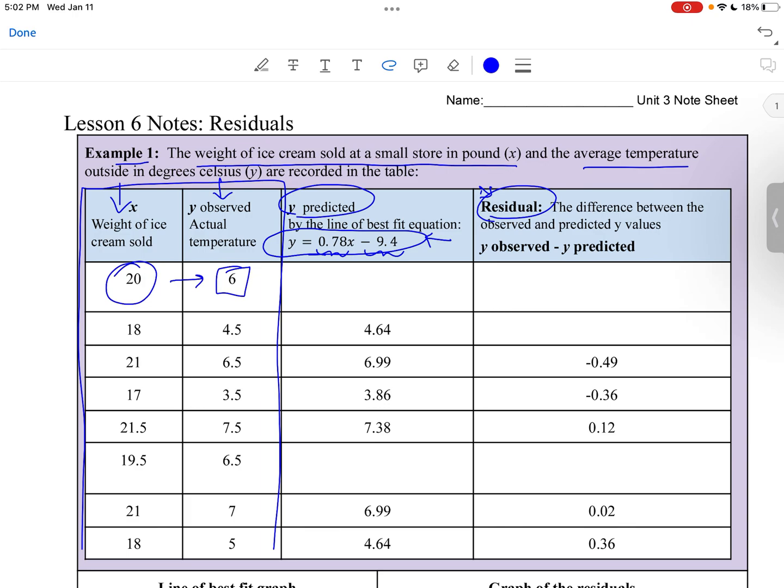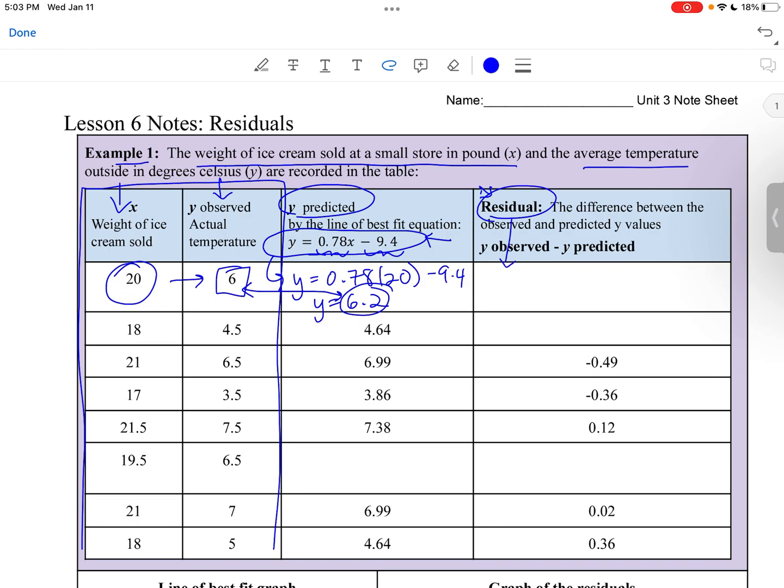The average temperature was 6 degrees Celsius. We're going to see what is predicted by this line of best fit. So let's plug that in. y equals 0.78 times 20 minus 9.4. You can plug that into your calculator, and I'm going to look at my answer key. Here we go. I get y equals 6.2. So pretty close to the actual value, but not exactly.